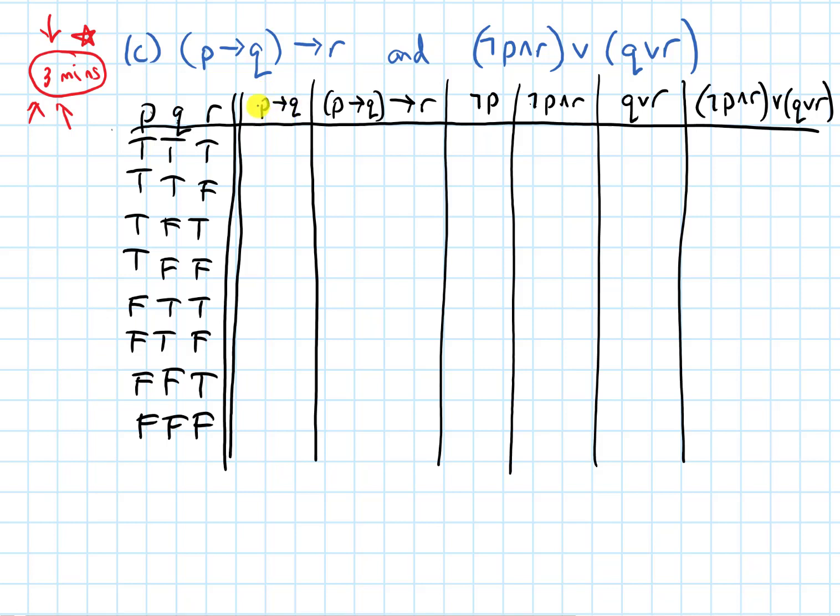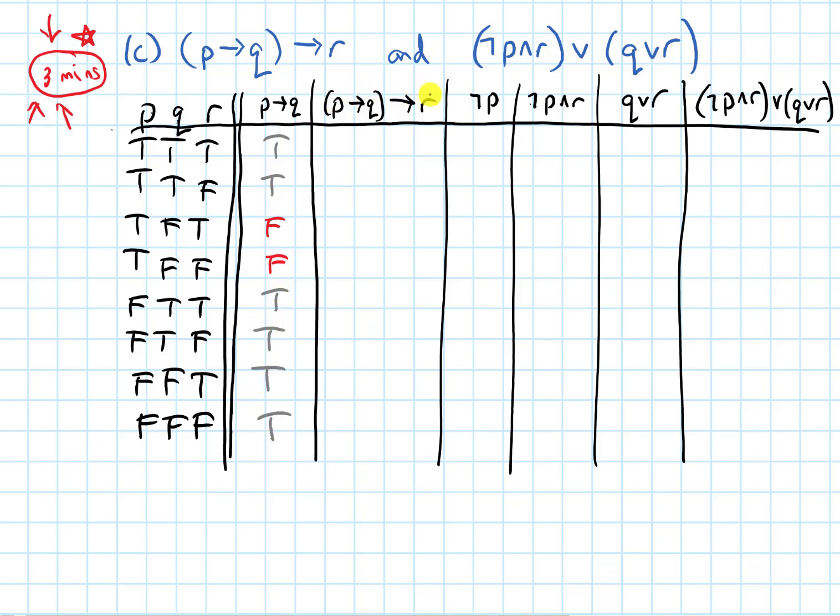Alrighty, so let's start with this first implication. This implication, remember, is only false if the first part is true but the second part is false. So that happens in rows 3 and 4, where P is true and Q is false. So I write a false there. But in all the other rows, this is true. So let's write true in all of these other rows.